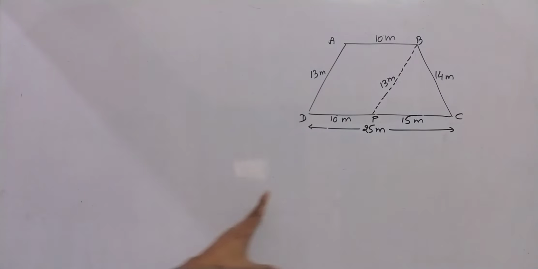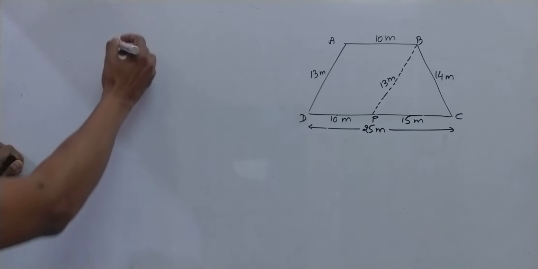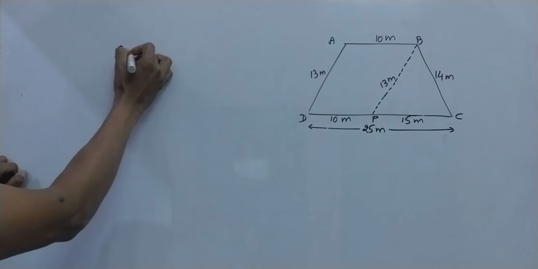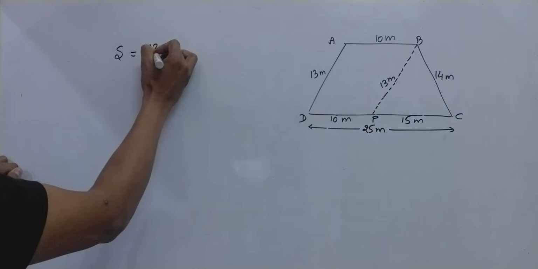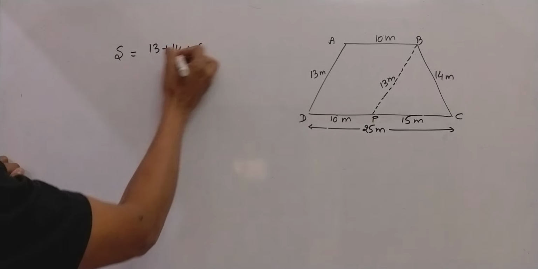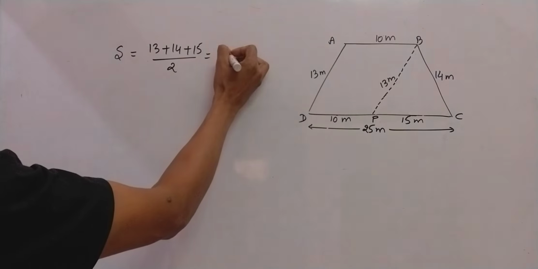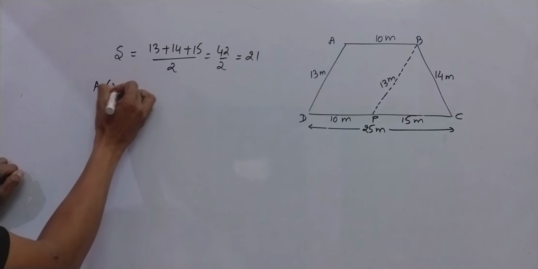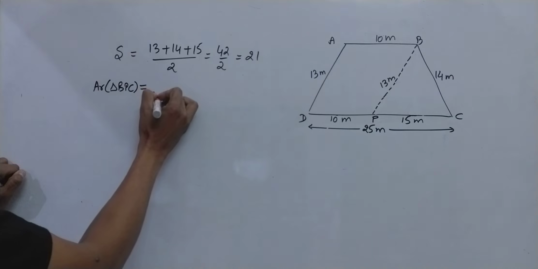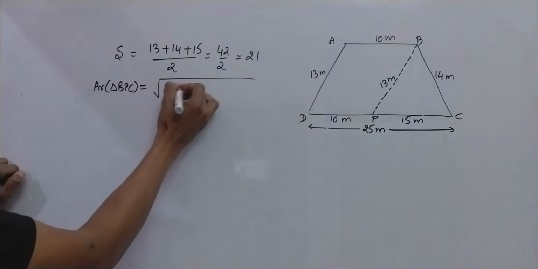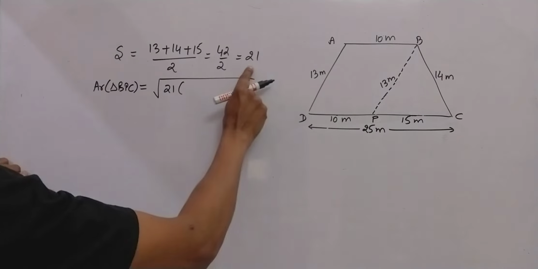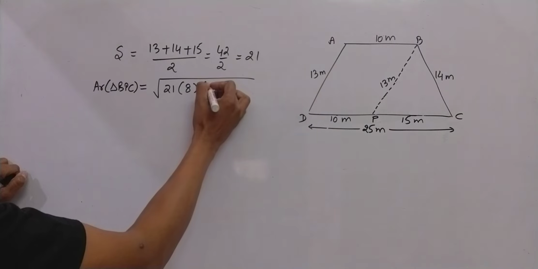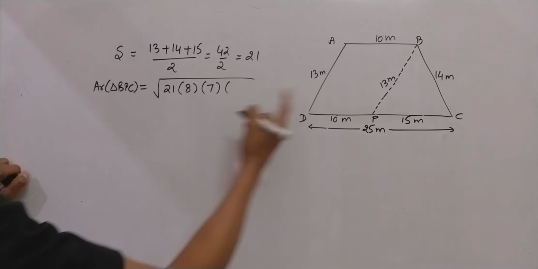I'll write the three sides here and then solve it for you. The three sides are 13, 14 and 15. So let's take S, the semi-perimeter, as 13 plus 14 plus 15 by 2. So this will be 42 by 2, that is 21. And now the area of triangle BPC will be, you know the formula, Heron's formula, square root of S into S minus A. So 21 minus 13 is 8. S minus B, 21 minus 14 is 7. And S minus C, 21 minus 15 is 6.